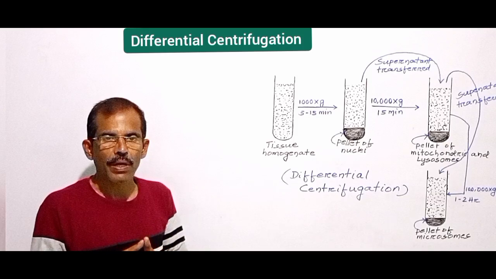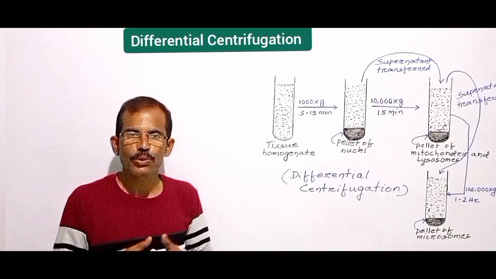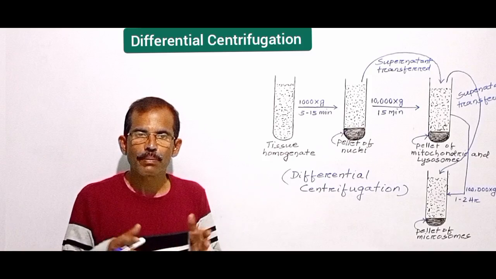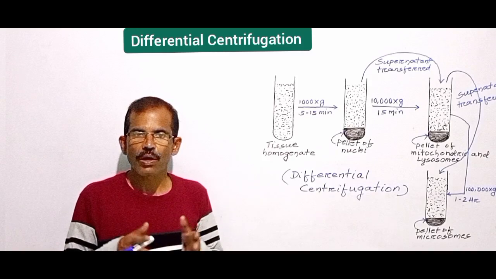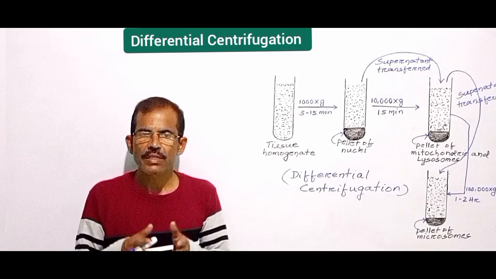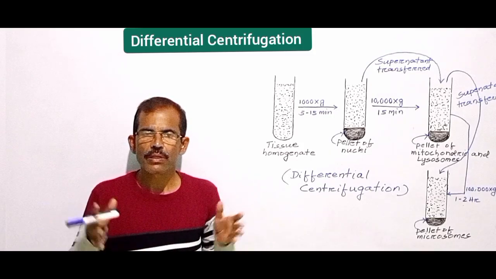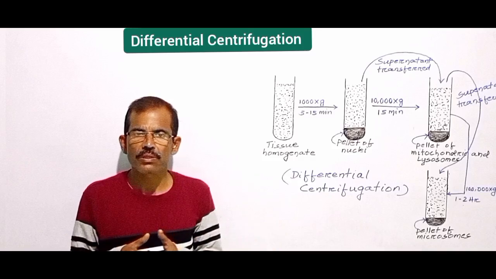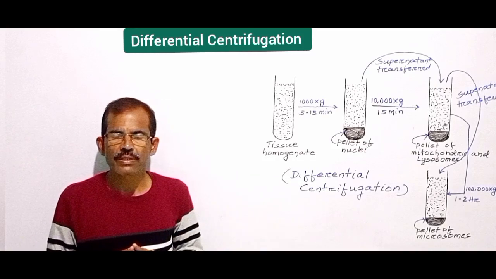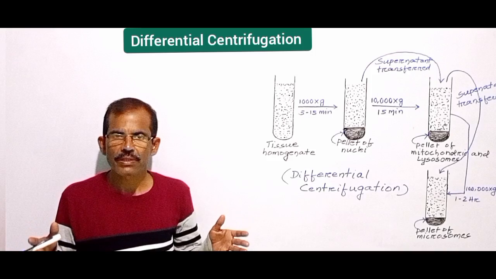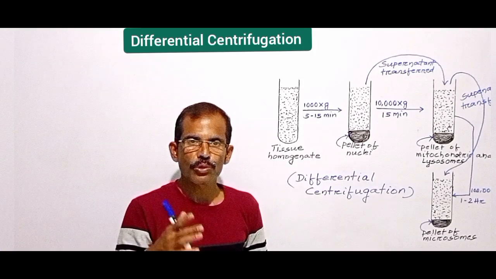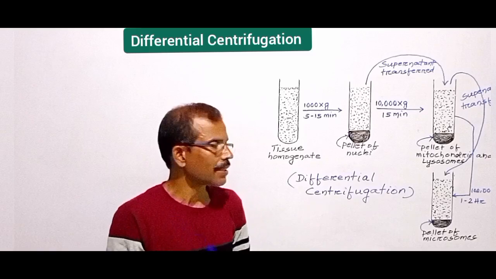In order to separate organelles, a tissue sample is first lysed to break the cell membranes to release the organelles and the cytosol. The lysate is then subjected to multiple rounds of centrifugation for the separation of various components based on their sedimentation rate. Differential centrifugation is also known as differential pelleting.